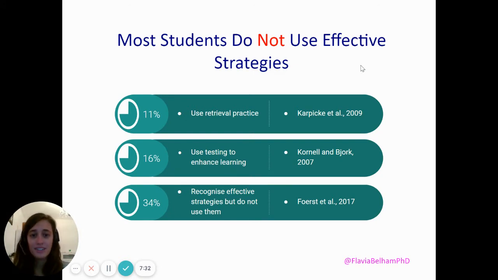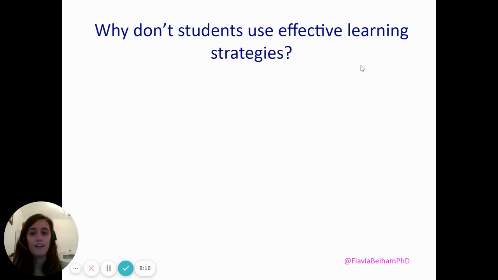There's a paper from 2009. Again, I have all of those PDFs. I can send them to you if you get in touch with me. In 2009, only 11% of the students that they interviewed were using retrieval practice. In 2007, Karpicke and Bjork showed that only 16% of students were using testing to enhance learning, which is also using retrieval practice. And then in 2017, it was shown that out of the students who knew what they should be doing, so out of the students who knew retrieval practice, dual coding, spacing, interleaving, 34% of them were still not using them. So even when they know what strategy works, they still don't use it. So why? Why is it that students are not using effective learning strategies?